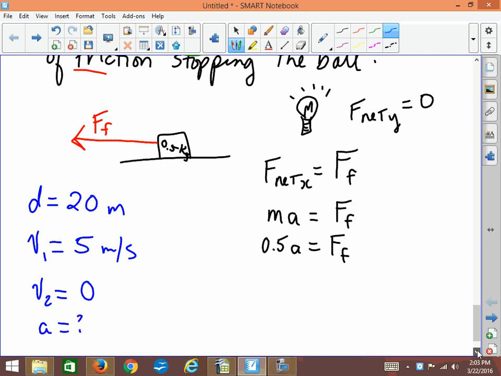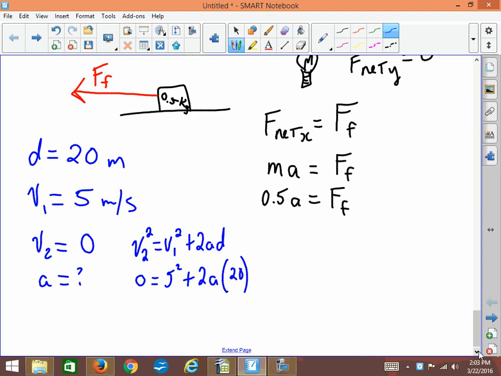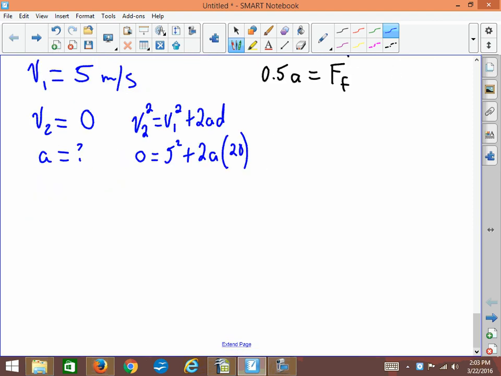So we could use our little equation, V2 squared equals V1 squared plus 2AD. So we're borrowing our Unit 1 expertise. 0 equals 20, I'll put 5 in there so you can see where it went, 5 squared plus 2 times A times 20. And if I just keep on going down there, there we go. Then we get 0 equals 25 plus 40A.